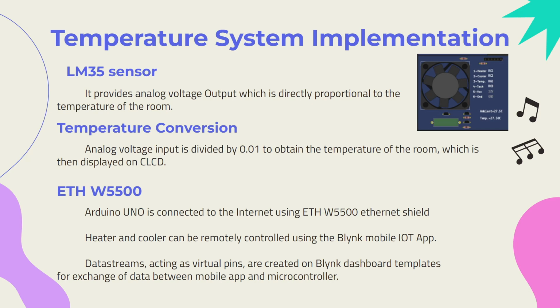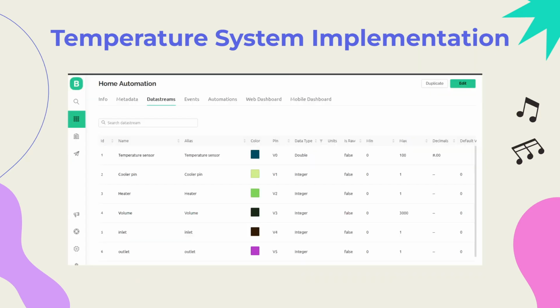Data streams, acting as virtual pins, are created on Blynk dashboard templates for exchanging data between the mobile app and the microcontroller. These are all the data streams used in this project. One is for the temperature sensor, next one is cooler pin, heater pin. These are all the buttons. Next one is volume, which is the water tank volume. Next are the inlet and outlet buttons. These two are buttons.